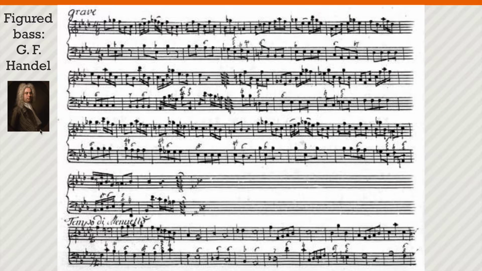Here's the same thing. George Friedrich Handel was a contemporary to Bach. Same thing. We've got all these little numbers going on. There's a 6, that's a first inversion triad. There's a 6-5 right there. That's a first inversion dominant 7th chord. You get the drift. So don't worry about that too much.